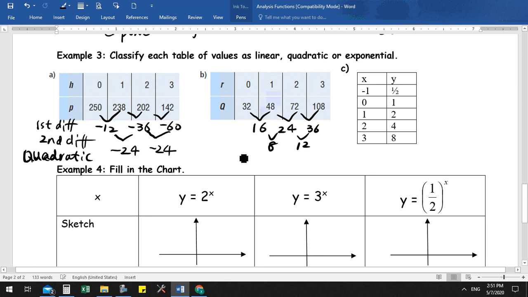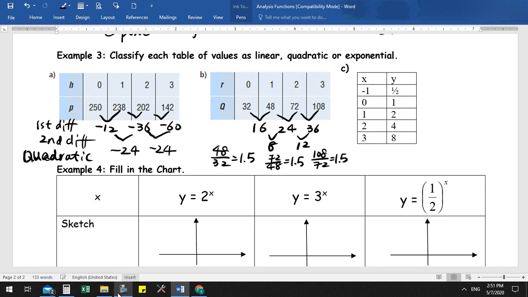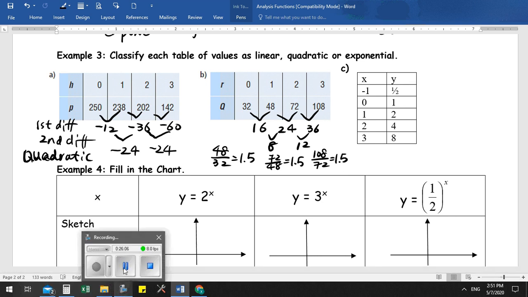Then we do the division. 48 divided by 32 will give you 1.5. 72 divided by 48 gives you 1.5. 108 divided by 72 gives you 1.5. Then we know that it is exponential.